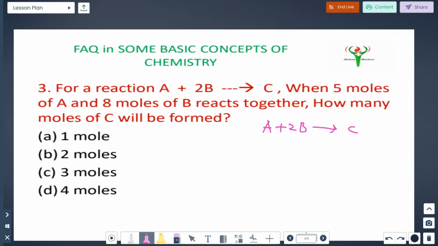We don't know which one is completely reacted and which one is not reacted. How to find out? Here we have two reactants, one is A, another one is B. So from the equation we should write: here 1 mole, here 2 moles, here 1 mole. Understood? Okay. Then from the question, see.